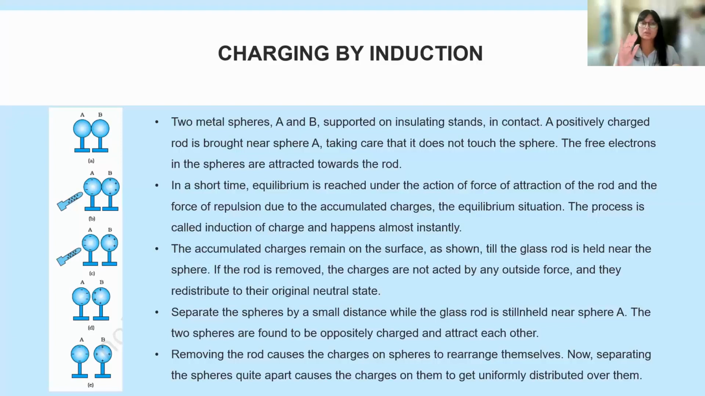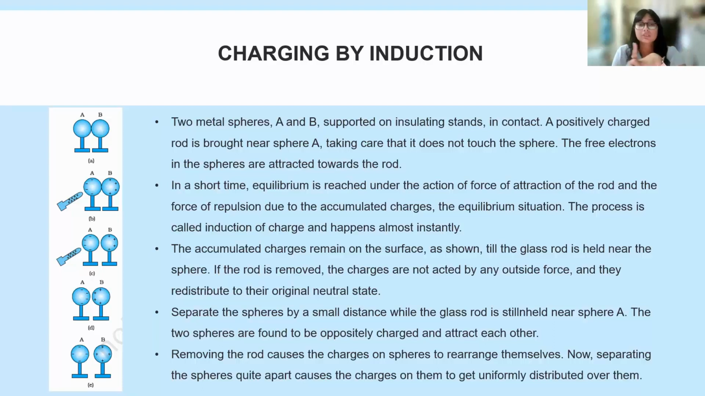Now we will learn how an object can get electrically charged by a process called induction. In this example, there are two metal spheres, A and B, supported on insulating stands. So whatever charge is there is going to stay in the spheres itself. It is not going to flow through the stands, and that's why we have insulating stands. We have kept the spheres close to each other, in contact.